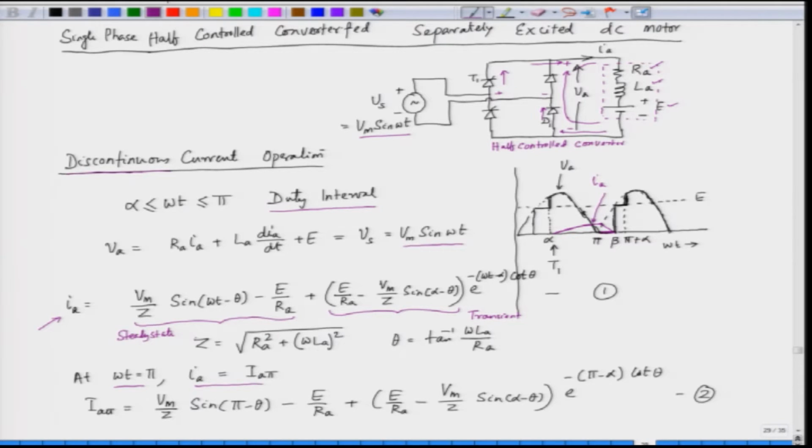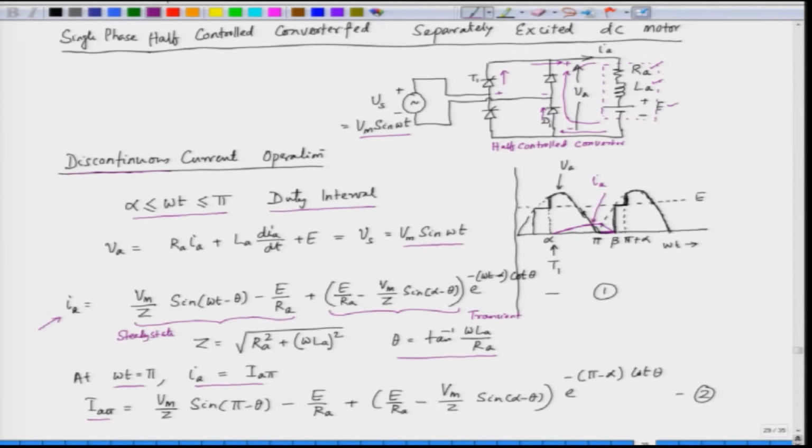If we substitute this in equation 1, we will have I A pi equal to Vm by Z sin of pi minus theta, minus E by R A, plus E by R A minus Vm by Z sin of alpha minus theta, times exponential of minus pi minus alpha into cot theta. Theta is the tan inverse of omega L by R A. This equation is valid for the duty interval, that is from alpha to pi.